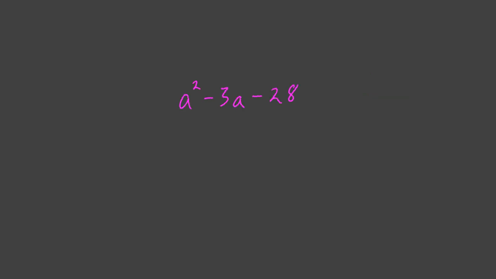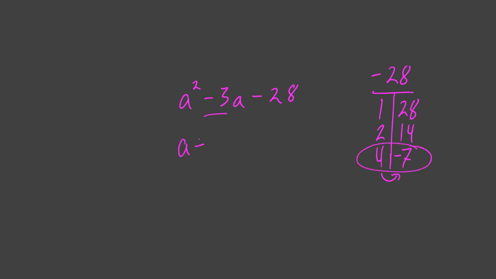a squared minus 3a minus 28. Negative 28. So we have 1 and 28, 2 and 14. 3 doesn't go in, but 4 goes in, 4 times 7. 5 and 6 don't go in, so I know that that's the end of the line. Which pair can add to negative 3, given that one of the factors has to be negative? It looks like it's going to be negative 7 and positive 4. a plus 4, a minus 7. We are done.